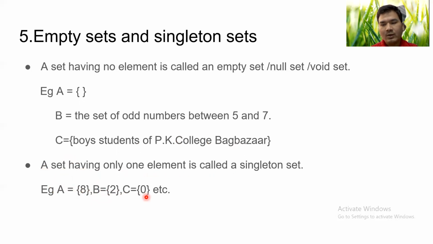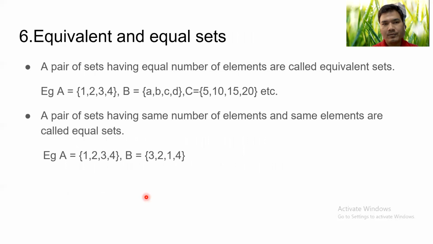Now, let's move to the next slide. Equivalent sets. What is the meaning of equivalent sets and equal sets? I am going to tell you that. A pair means two sets. Don't forget that a pair means two sets. A pair of sets having an equal number of elements are called equivalent sets. Set A, inside set A, 1, 2, 3, 4, there are 4 elements.